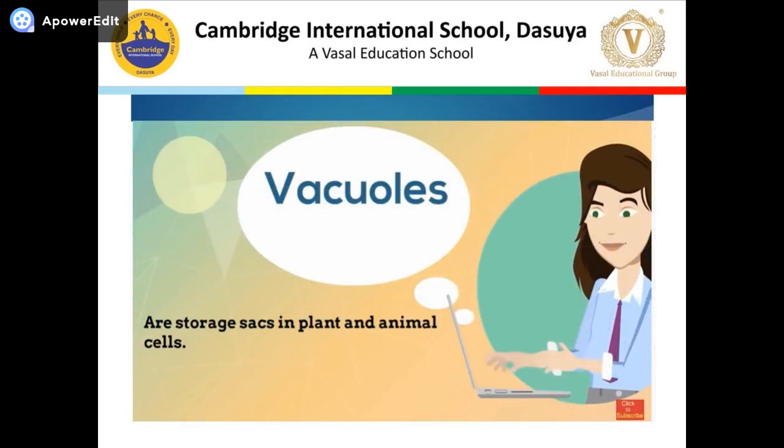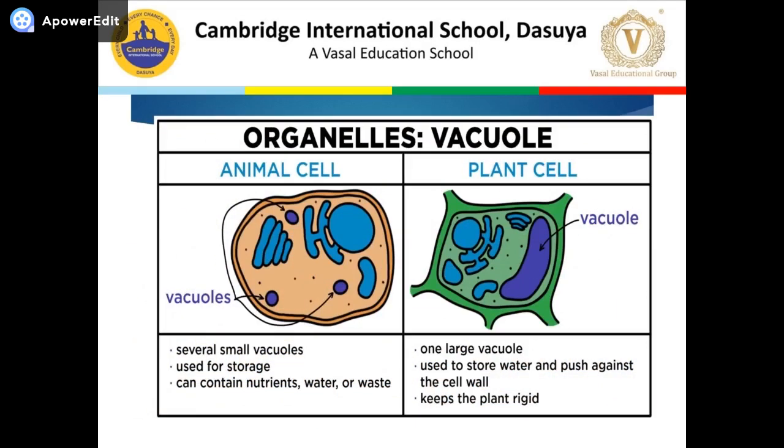Dear students, vacuoles are storage sacs in plant and animal cells. They are not found in bacterial cells. In addition to storing water, let's discuss vacuoles in plant cells and animal cells. Here you can see in a plant cell, a large central vacuole is present. Only one vacuole is there, which pushes the nucleus to a peripheral position. It is used to store water, pushes against the cell wall, and keeps the plant cell rigid.